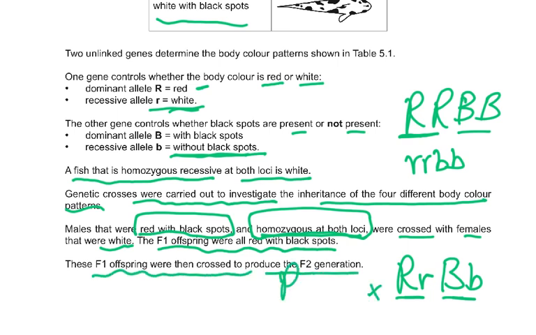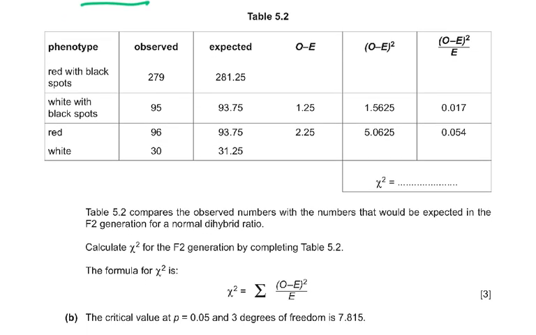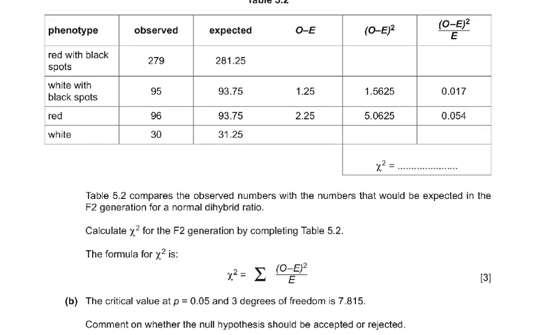So that means you cross these with this. Were crossed to produce the F2 generation. Table 5.2 shows the observed numbers obtained for each of the 4 different phenotypes for the F2 generation. Table 5.2 compares the observed numbers and the numbers that would be expected in the F2 generation for a normal dihybrid ratio. Calculate X square for the F2 generation. The formula is this. Now, how do you really calculate it? Expected is 9:3:3:1 ratio.